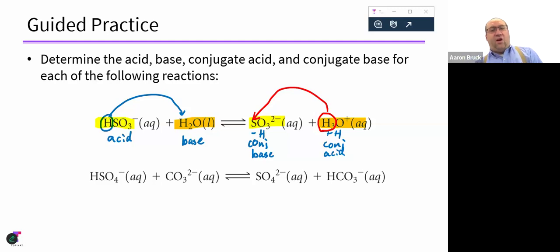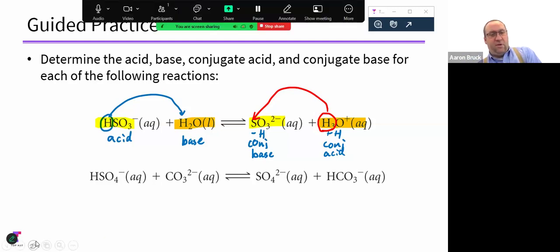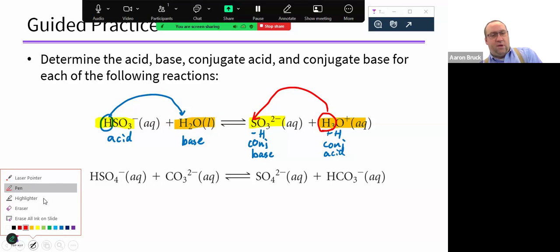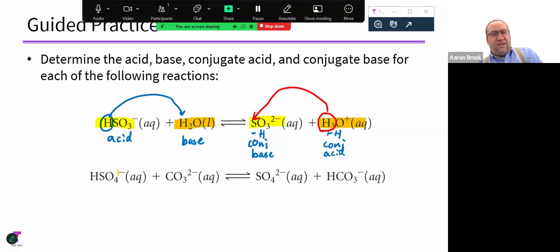All right, in our second example, again, pretty easy to identify pairs. The bisulfate, hydrogen sulfate ion, and the sulfate ion are an obvious pair. And the carbonate and hydrogen carbonate are another obvious pair. Again, it's easy to pick up on pairs because they're one hydrogen apart from each other.